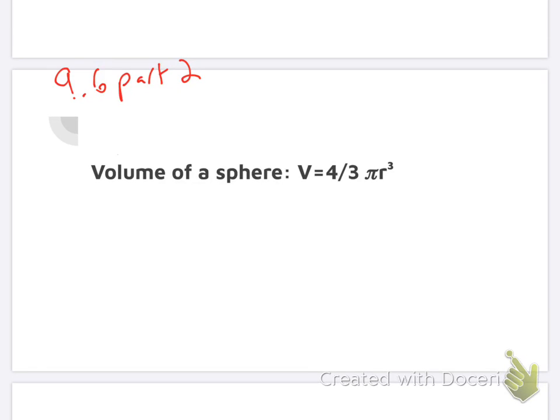Okay, we're doing 9.6 part 2, volume of a sphere. So here our volume is 4/3 pi r cubed this time. So this is the formula we're going to be using for the rest of our examples. So make sure you have that written down.